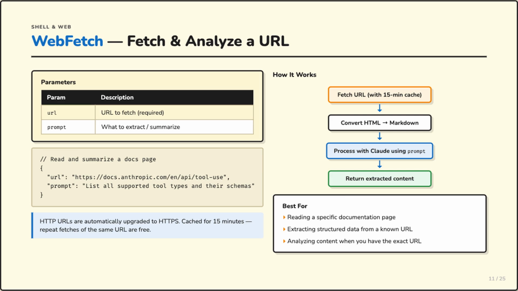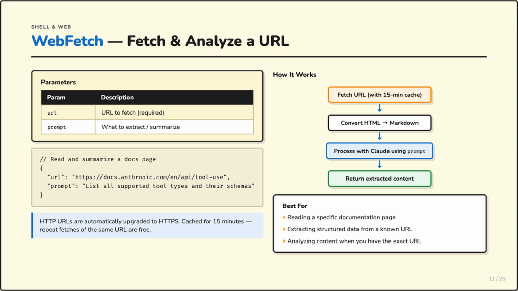WebFetch fetches the content of a specific URL and processes it. The two parameters are the URL and a prompt describing what to extract or summarize. Under the hood, it fetches the page, converts HTML to Markdown, and then uses a model call with your prompt to extract the relevant content. HTTP URLs are automatically upgraded to HTTPS, and results are cached for 15 minutes, so repeat fetches of the same URL within a session are free.